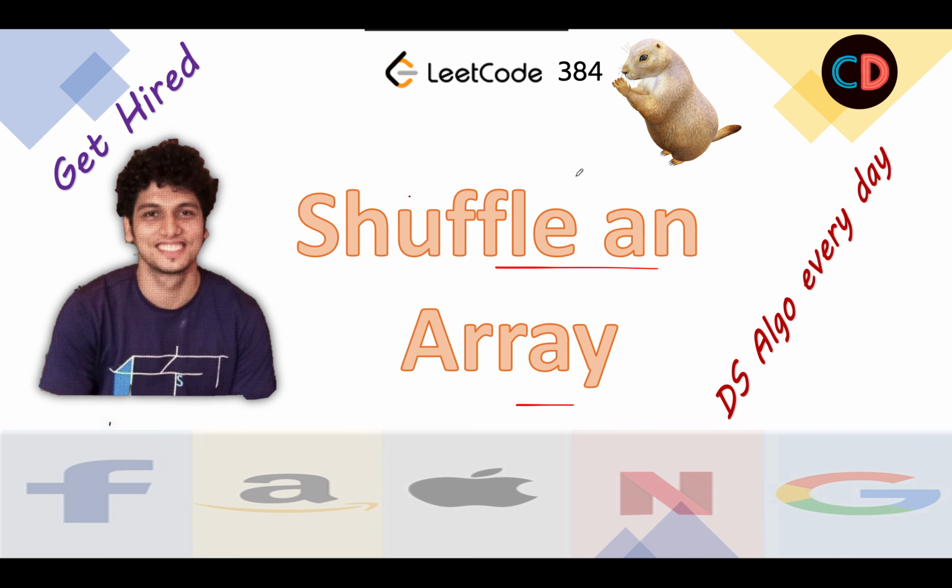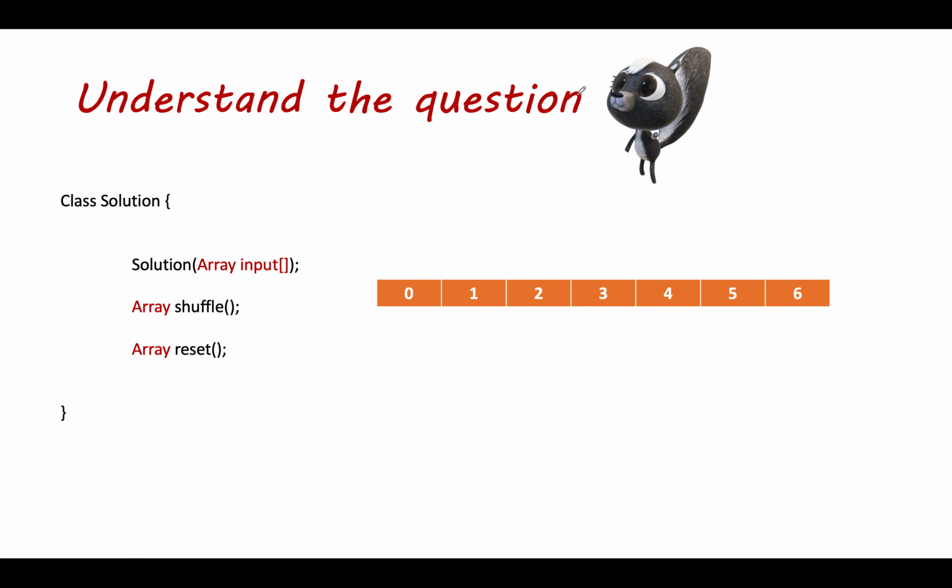Shuffle an array, Leetcode 384. And let's talk about the naive approach. The crux of the problem lies in writing this shuffle method appropriately. If you're able to return any particular permutation of the shuffled array that is equally likely to happen, then the problem is solved. Reset is pretty straightforward, constructor is pretty straightforward. So let's talk about this shuffle method.